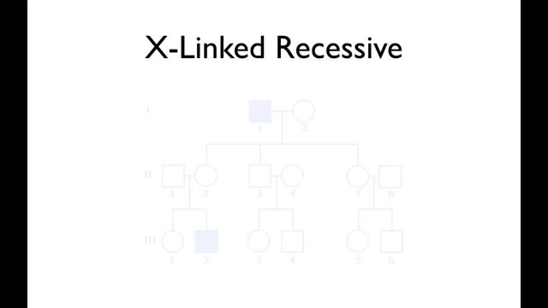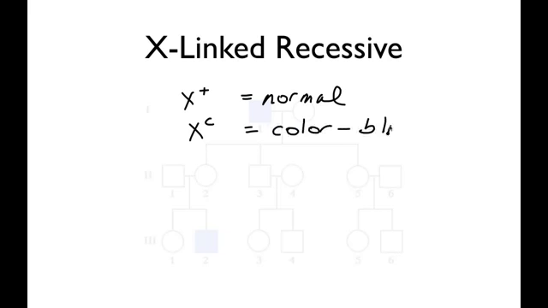We're going to use slightly different nomenclature for this. Because it's carried on the X, we actually use the letter X, and we use X plus to mean normal or wild type, and we're going to do colorblindness. So I'm going to use this superscript C to show that that is the allele for colorblind.